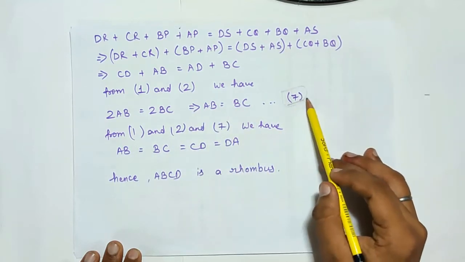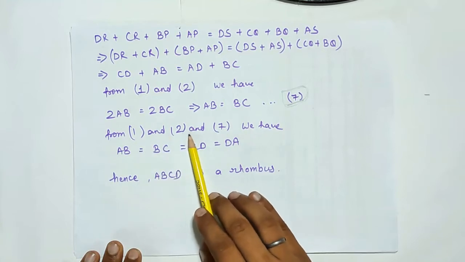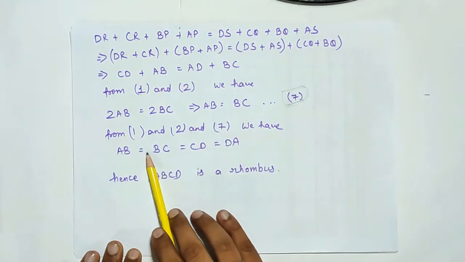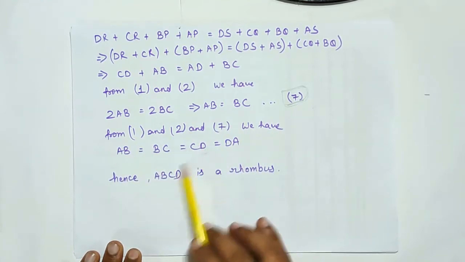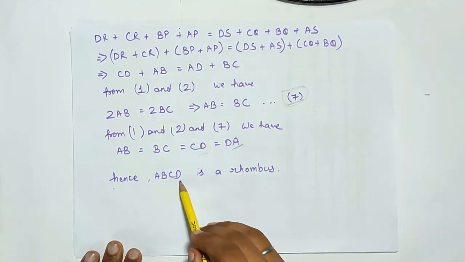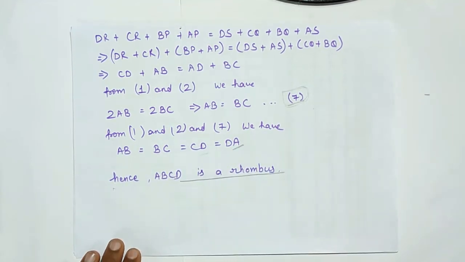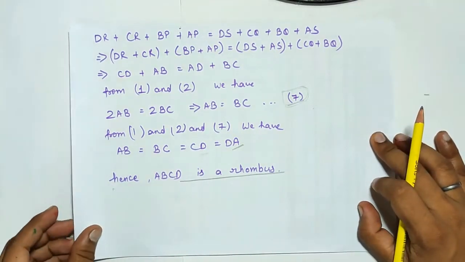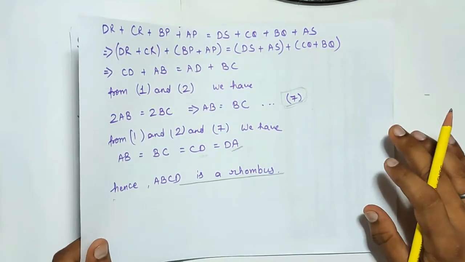This is the seventh equation. From first, second and seventh we have AB is equal to BC is equal to CD is equal to DA. Hence ABCD is a rhombus. All the things are proved in every equation, so it is proved that ABCD is a rhombus.